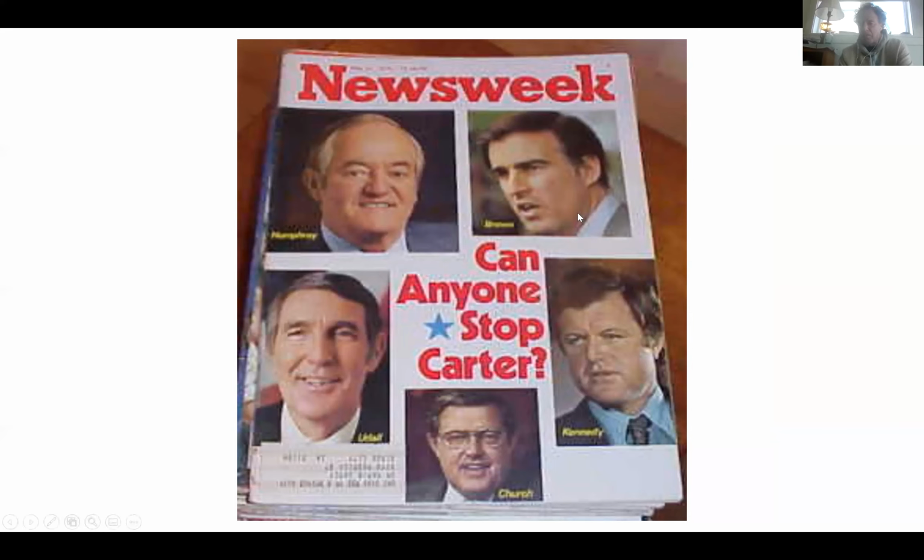Jerry Brown at this point is a young governor of California. Brown just left office in 2018 as a quite old governor of California. He's young and dynamic, but he waits too long to get in. Ted Kennedy shows no interest in running.